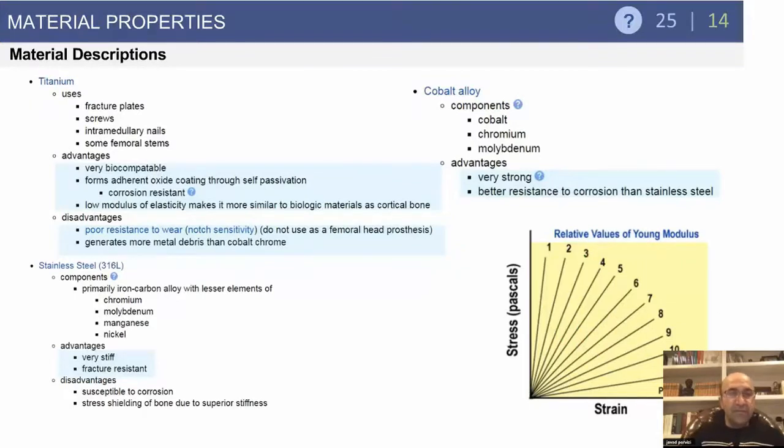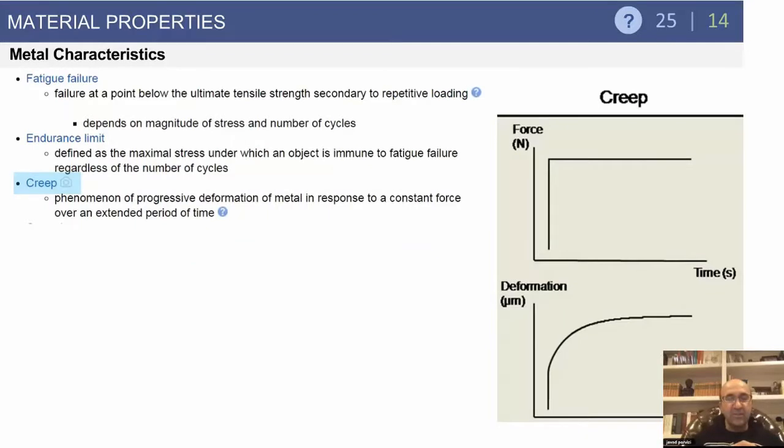How about materials? Titanium, as we talked about, is a biocompatible, excellent material for making plates, implants, screws. It is not a great bearing surface because of its notch sensitivity. Stainless steel, on the other hand, is very stiff and fracture resistant, but it is susceptible to corrosion and release of cobalt chromium. And cobalt chromium, talking of which, can result in some local toxicity. They're very strong and have a much higher resistance to wear.